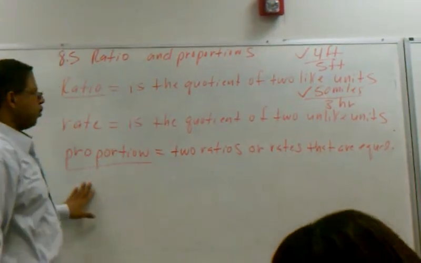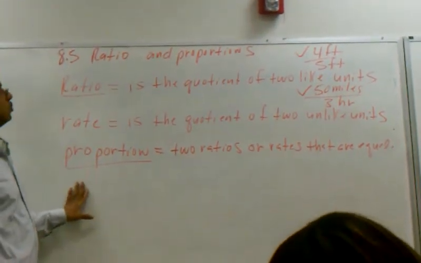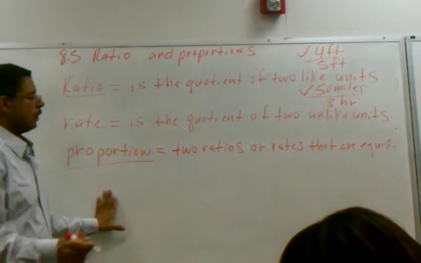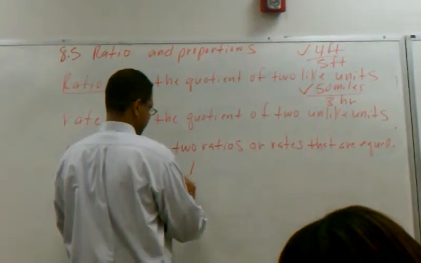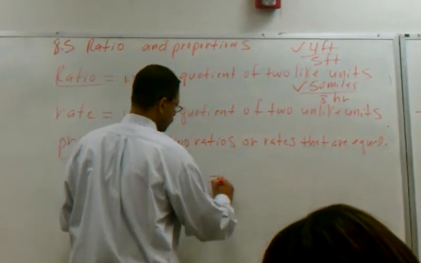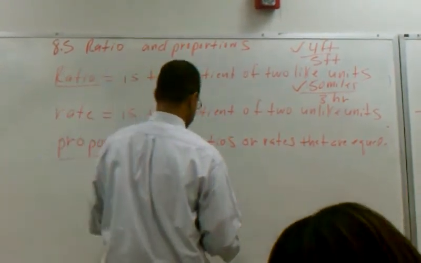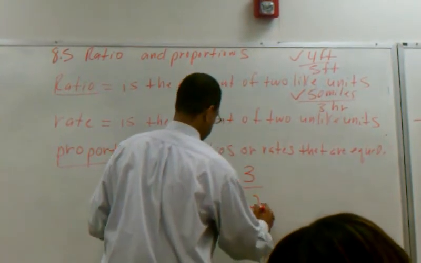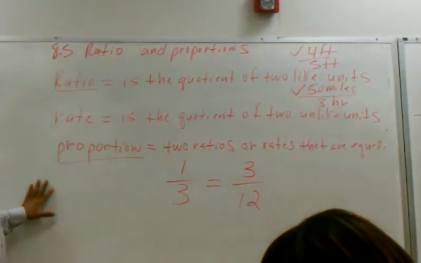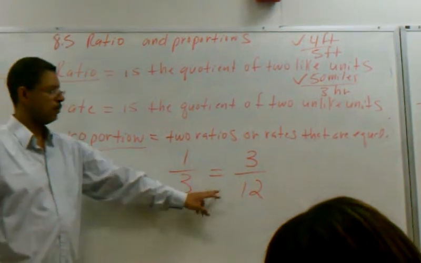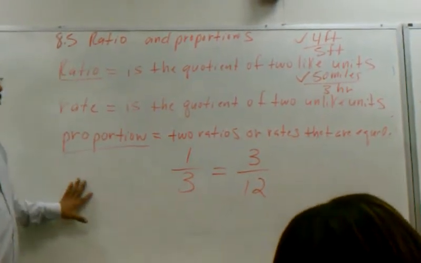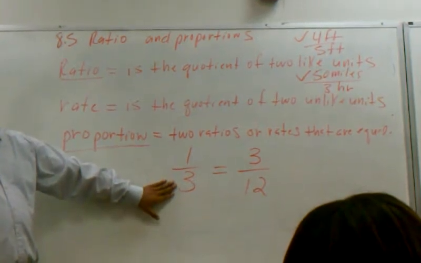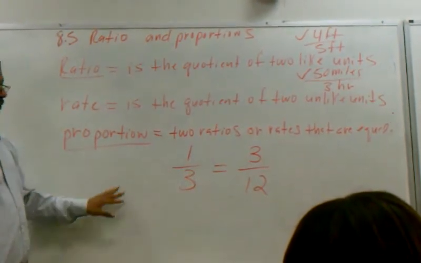Okay, now, a proportion is when you make two ratios equal to each other, or two rates. It doesn't matter. So if I give you something like this, 1/3 is equal to 3/12, that's the proportion. When you put the equal sign between two ratios or two rates, now you have a proportion. Now is this a true proportion? Because we know 1/3 does equal 3/12.